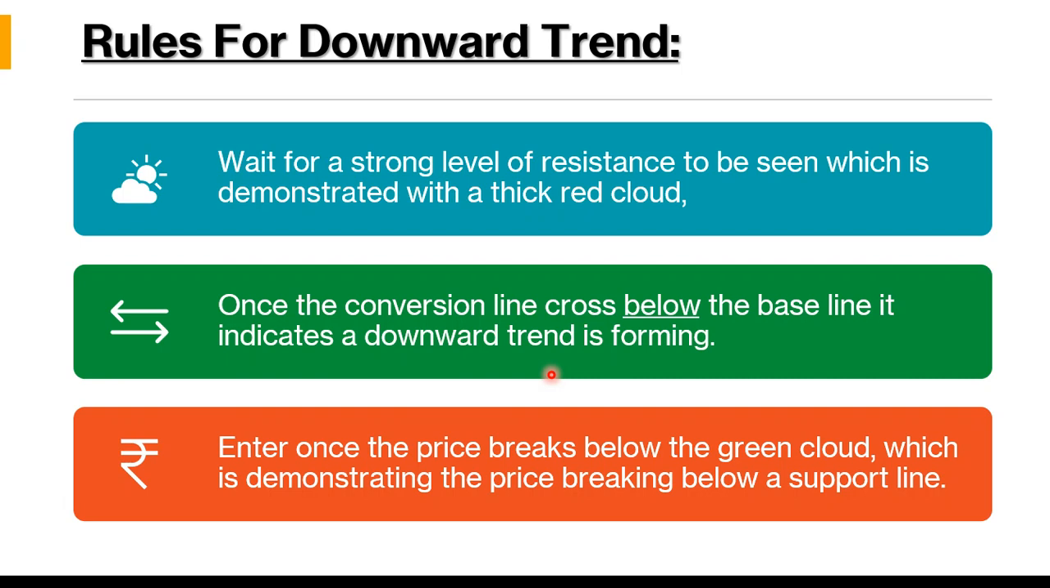So rules to remember: wait for a strong level of resistance to be seen, which is demonstrated with a thick red cloud. Once the conversion line crosses below the baseline, it indicates a downward trend is forming. Enter once the price breaks below the green cloud, which is demonstrating the price breaking below a support line.